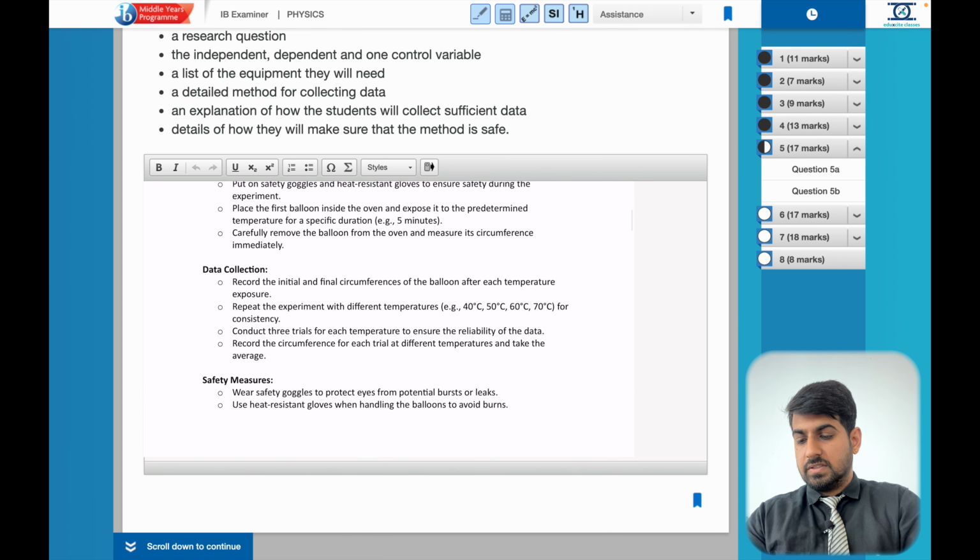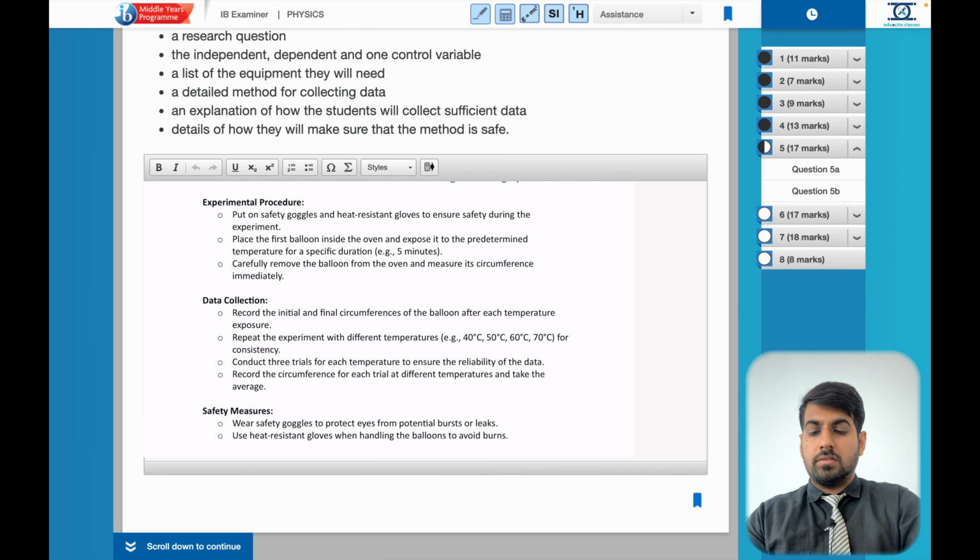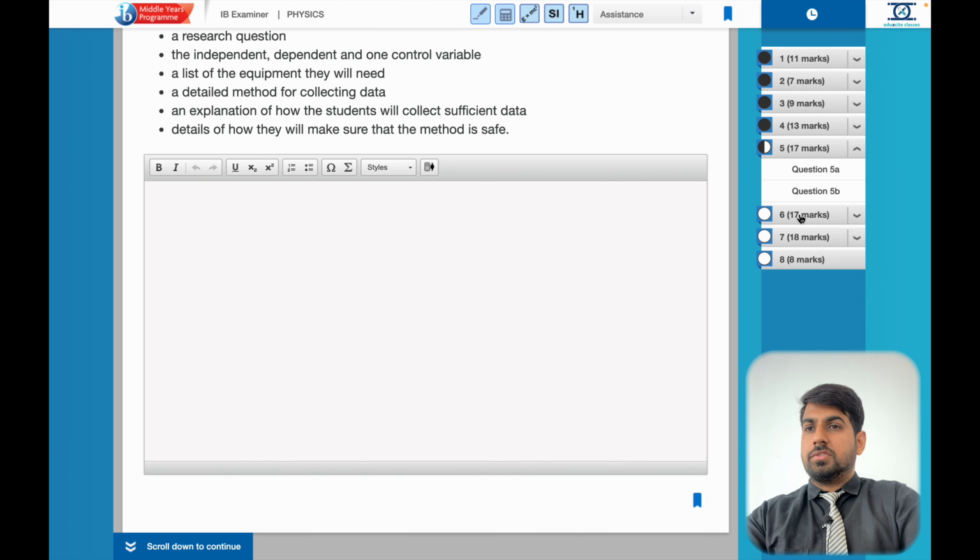So, I hope this is quite clear how to write it down. You can get the answer in the form of a PDF. I will share the link in the description below. You can check it and you can answer accordingly. Okay. Now, moving on to the next question, number 6.